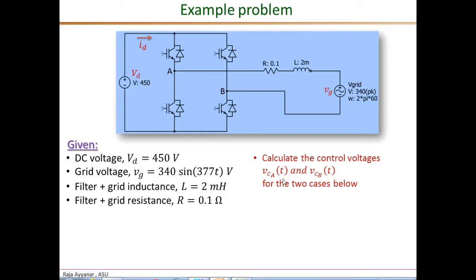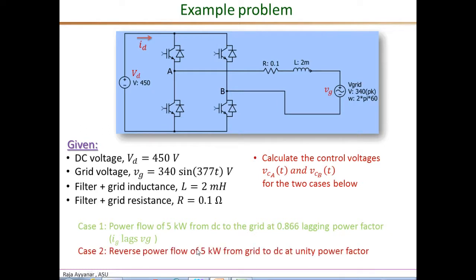The problem requirement is to calculate the control voltages for the two legs, VCA and VCB, for the two cases below. In part 1, we looked at the case of 5 kilowatt of power flow from the DC side to the grid at some 0.866 power factor. In this video, our focus is going to be on calculating the same control voltages, VCA and VCB, for the case of reverse power flow of the same active power, 5 kilowatt, from the grid to the DC. And in this case, we want the power factor to be unity.